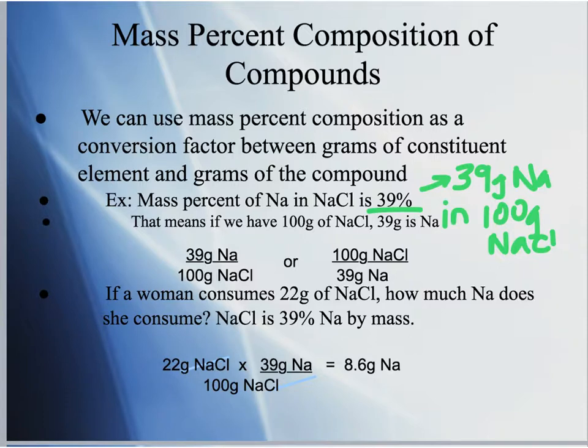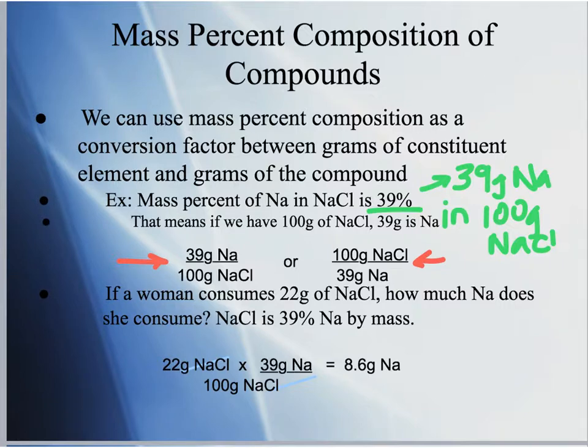So we can use the conversion factor either this way, where we have the grams of sodium on top and the grams of NaCl on the bottom, or if we need to convert to grams of sodium chloride, we can flip it and we can have the sodium chloride on the top and the grams of sodium on the bottom. So let's see how this works.